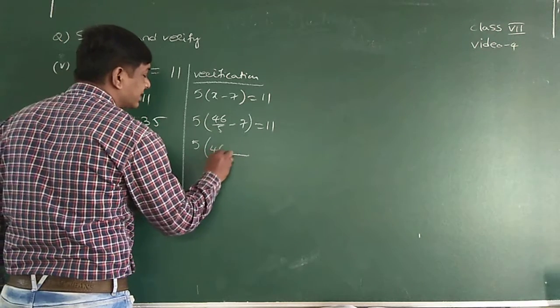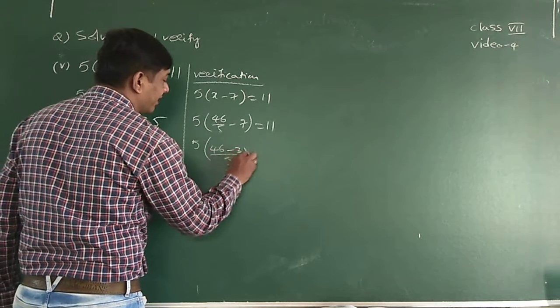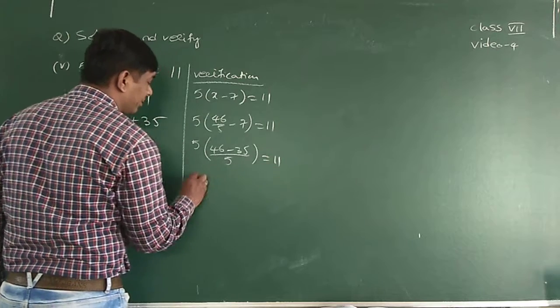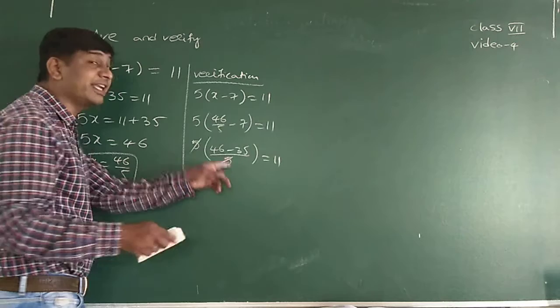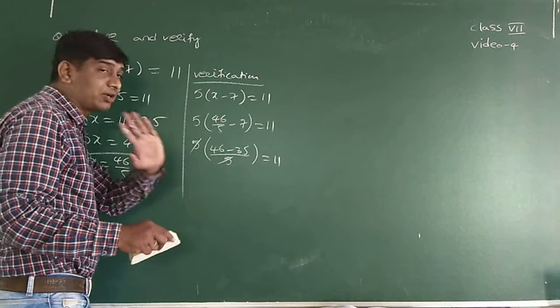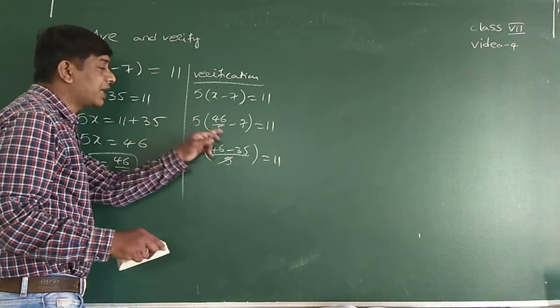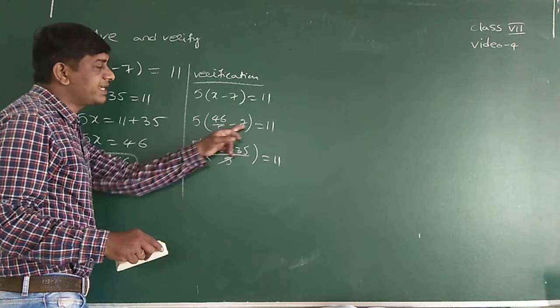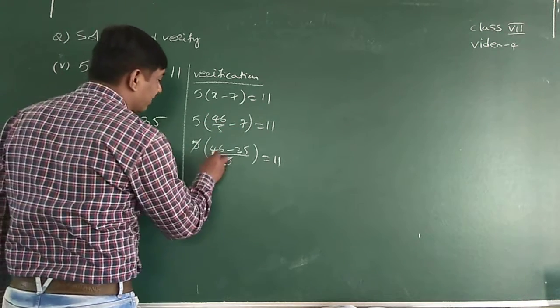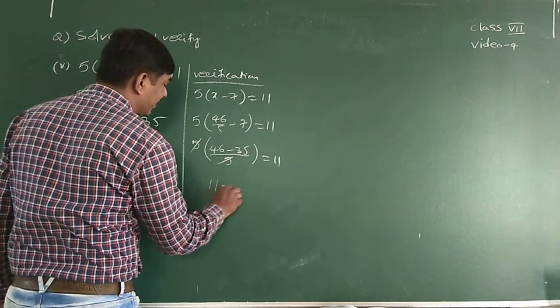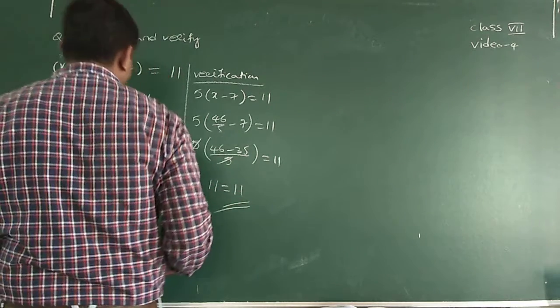So 46 minus 5 sevens are 35, is equal to 11. The 5 into this 5 we can cancel now, after taking the common denominator. Without taking the common denominator you can't cancel here, because some more terms are there that you need to simplify. Now 46 minus 35 is 11, so 11 is equal to 11.